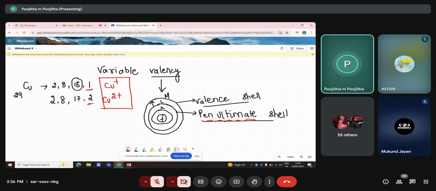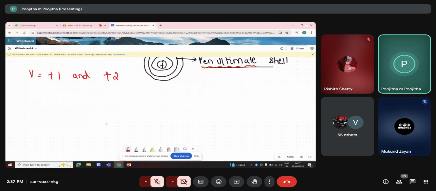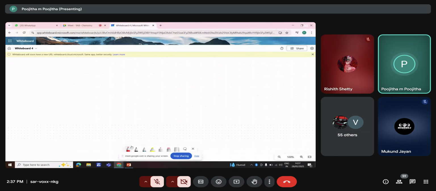If any element has to exhibit variable valency, which shell should be unstable? The penultimate shell. So the penultimate shell has not attained stability in such elements. That is why electrons keep jumping to the valence shell. In that case, these elements will show variable valency. Last year you learnt one table, the variable valency table. Let us try to recall that. You can write this in your book.